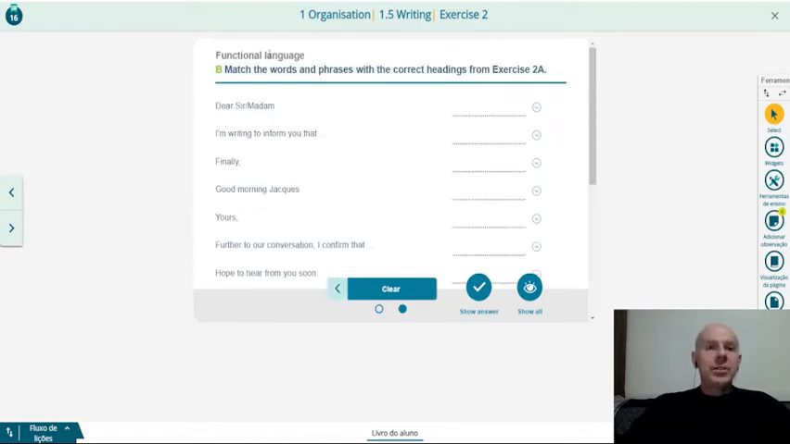Look, we have this functional language here. Can we match the words and phrases with the correct headings from exercise 2A? Do you remember them? We have greeting, opening, reason for writing, ordering information, concluding email, and closing. Nice. Let's do it. Let's do it because it's a very nice exercise. I like it. Just let me change something here and I'll show you the answer. So the idea is for you to do it.